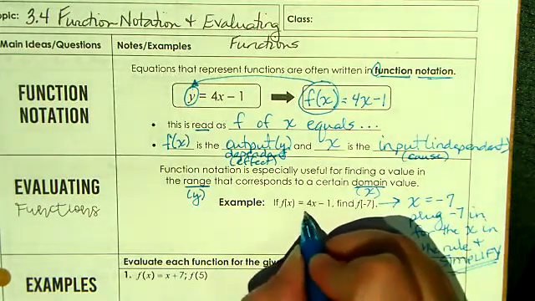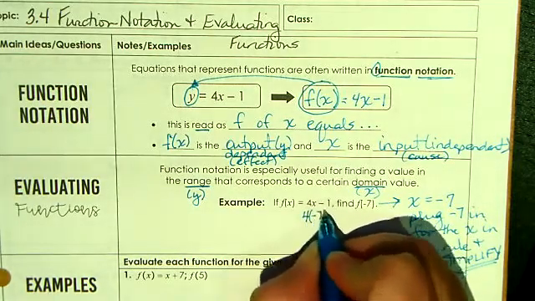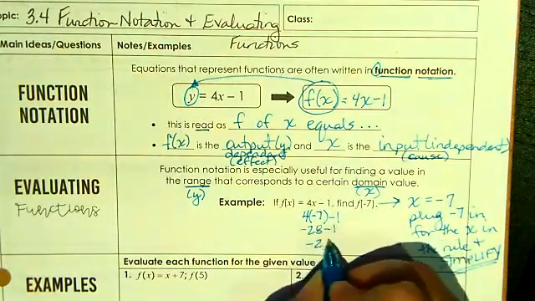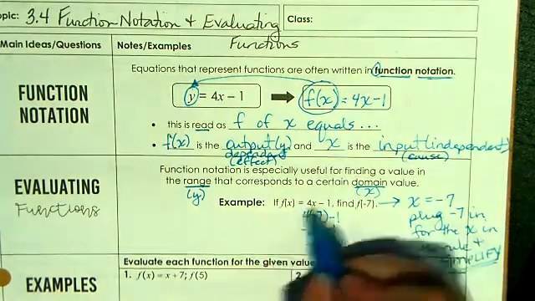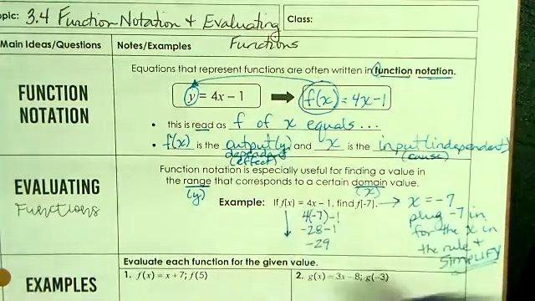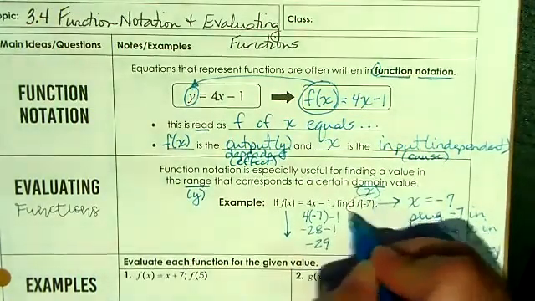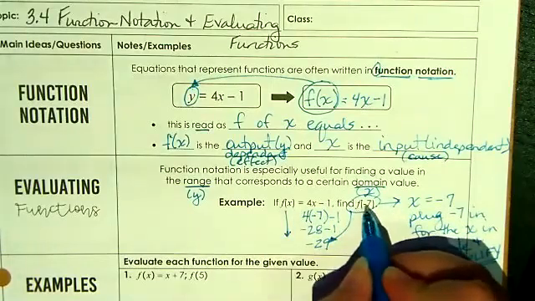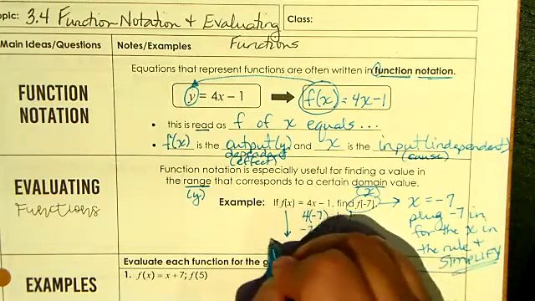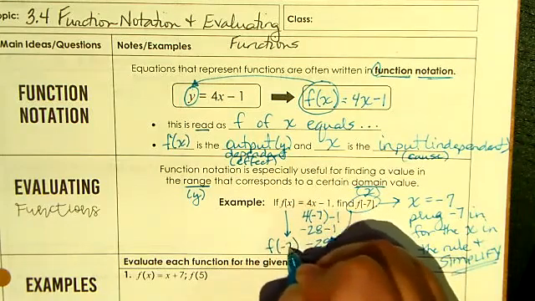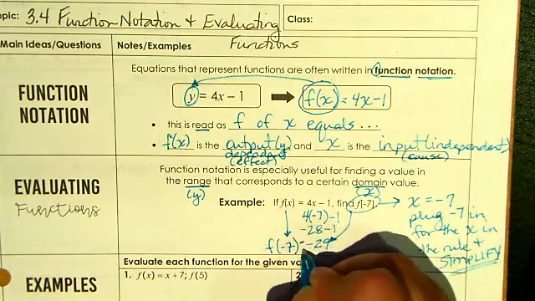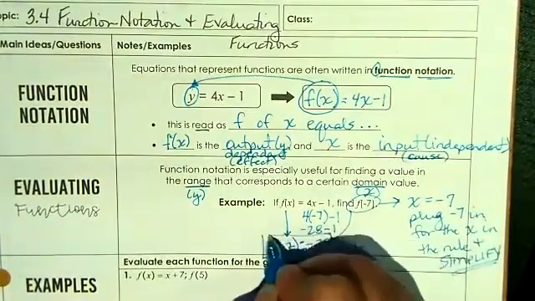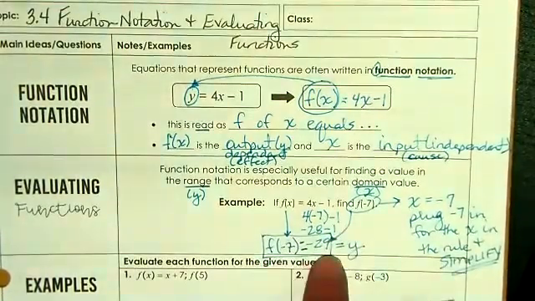So I'm going to now have 4 times negative 7 minus 1, which gives me negative 28 minus 1, which gives me negative 29. Notice I did not write anything in this spot. I'm just going to come down here and write that this is what this equals. So when it's f of negative 7, so when x is negative 7, I'm going to end up with f of negative 7 is equal to negative 29, which means negative 29 is my y value. This is the answer that I write: f of negative 7 equals negative 29.